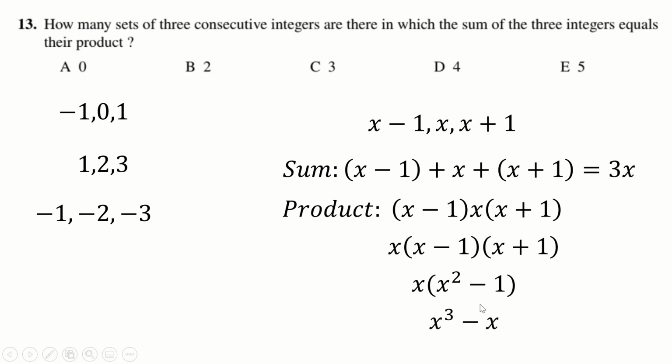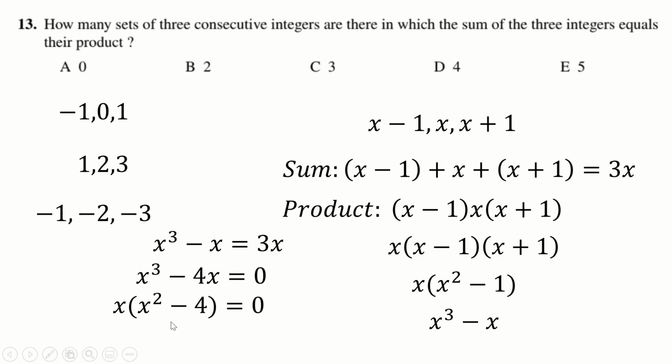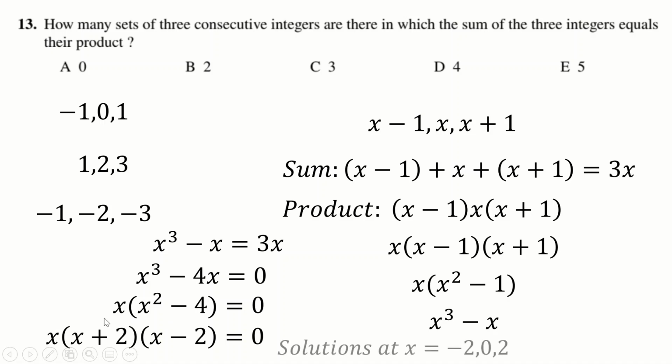And we want this product here to be equal to this sum. Take away 3x from both sides, and we can solve this equation by factorizing out x. And then this is a nice second difference of 2 squares in this question here. And we get 3 solutions: x is 0, x is minus 2, and x is positive 2. And notice how x refers to the middle number.